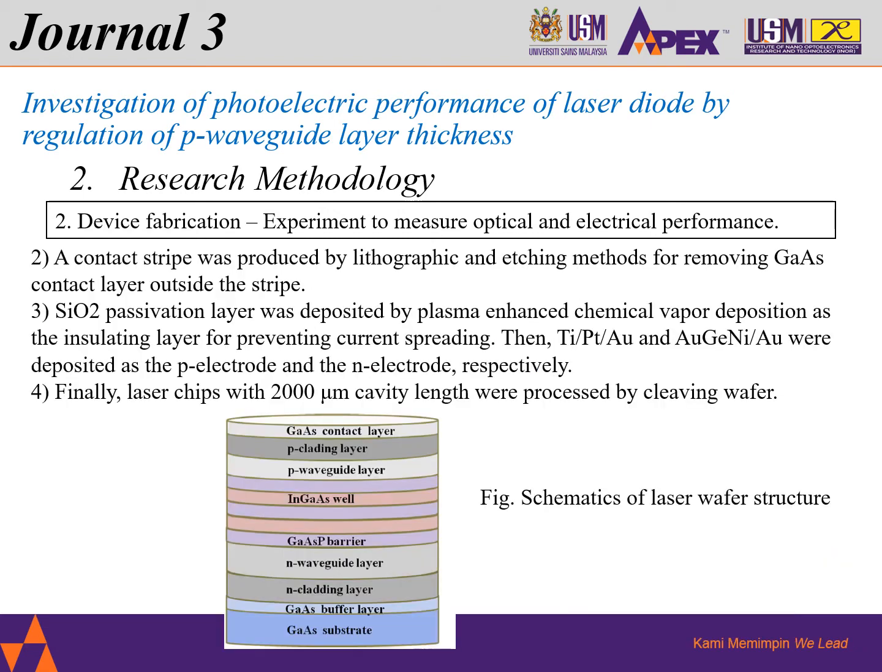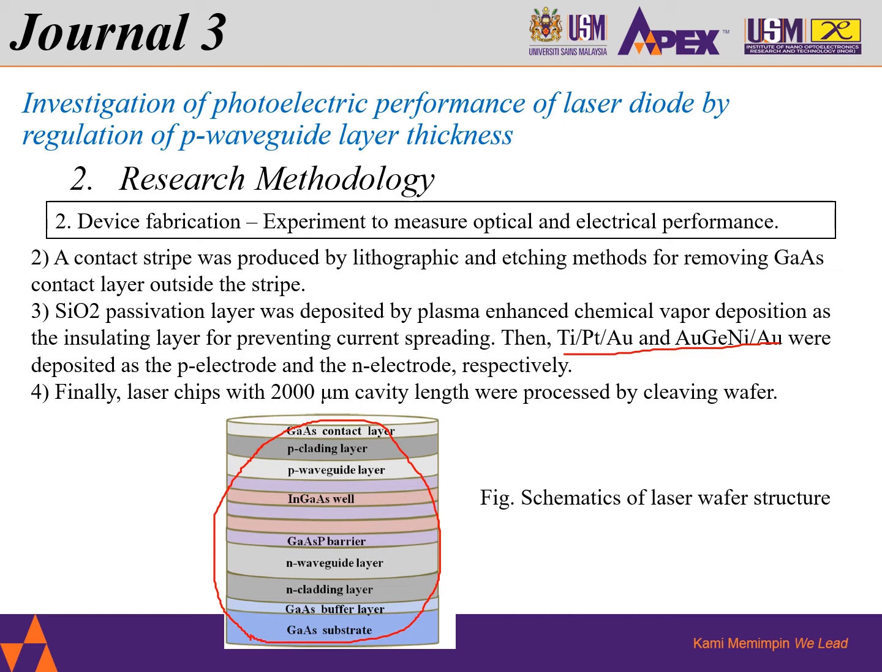So this is the device fabrication methodology, where a contact strip was produced by lithography and etching method to remove the gallium arsenide contact layer outside the strip. Silicon oxide passivation layer was deposited by plasma enhanced CVD to prevent current spreading. Then we deposit this material as the P electrode and N electrode respectively. Finally, you can look at the schematic of a laser with a structure in here.